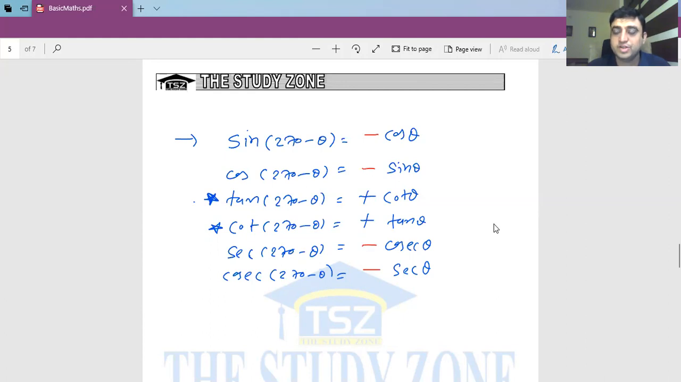Okay. So now 6 more. So 6 plus 6 plus 6. Total 18. 2 rules.